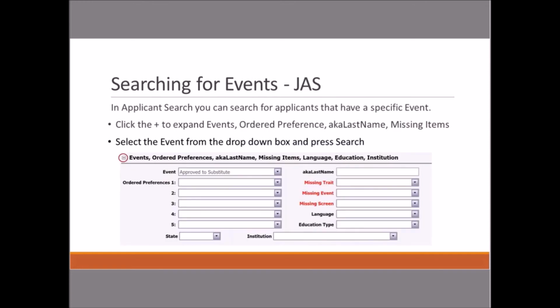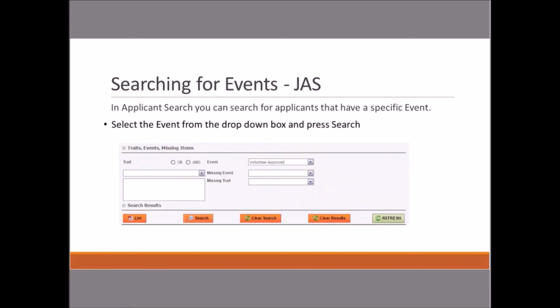Okay. Searching for events in the jobs side of the world. So once again, I'm going to expand the field, and your events are on top here. And you'll notice you don't get to search for multiple events like you do traits. So you can only search one event at a time. You would select the appropriate event and search. And very similar process in VAS. It's just in a slightly different location. And select it, search.